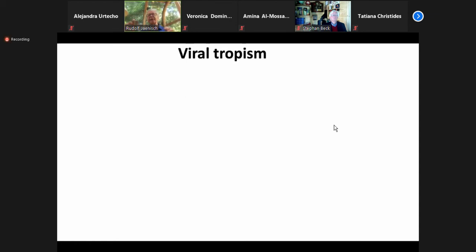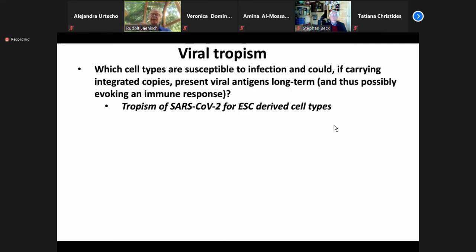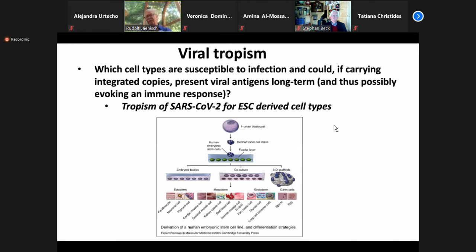So we come to another issue. What cells are really the ones which replicate the virus in the body after infection? And which cell types are susceptible to infection, and if they're carrying integrated copies, could present potentially viral antigens long-term, and thus possibly evoke an immune response. And so we went ahead to look in ES cell-derived different cell types, just making whatever cell types we could make from ES cells or from iPS cells and infecting them with the virus.